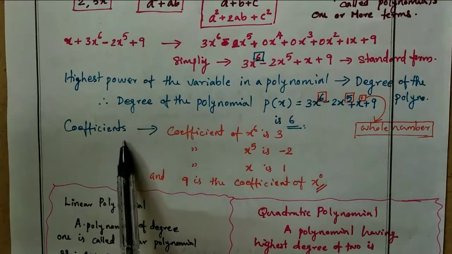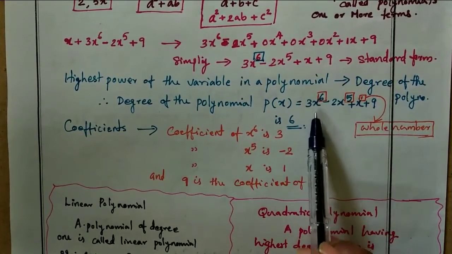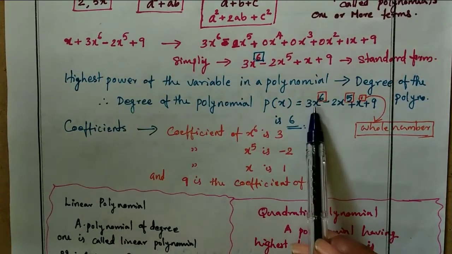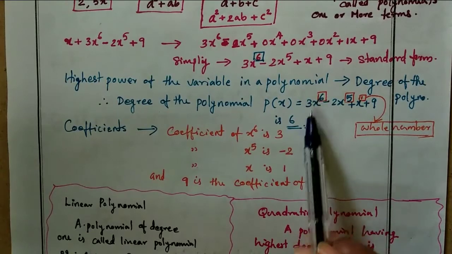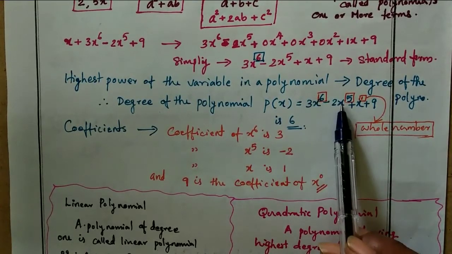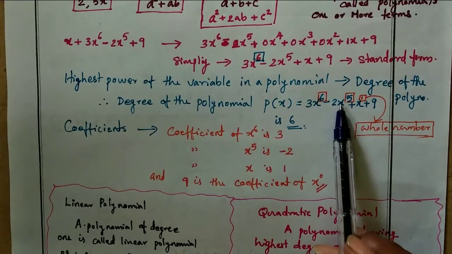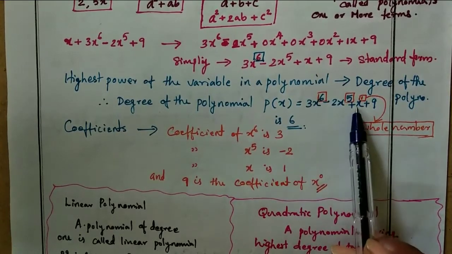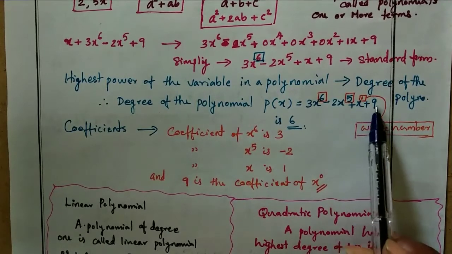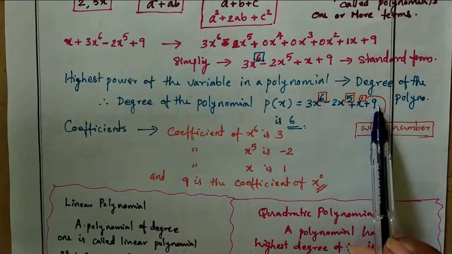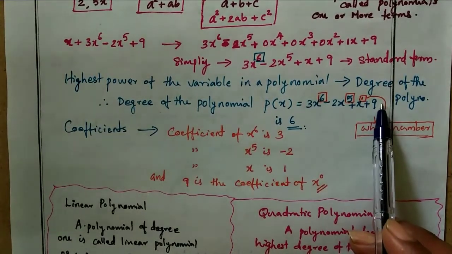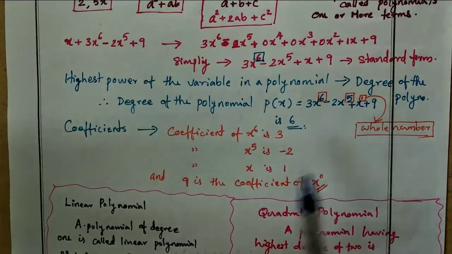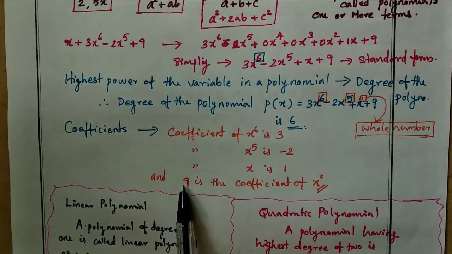Next, coefficient of the polynomial. See, take this same example. Coefficient means the numerical value, or the multiple, of that variable. See, 3 into x raised to 6. So the coefficient of x raised to 6 is 3. And here x raised to 5, and the coefficient of x raised to 5 is minus 2, and here x is 1. The last term is 9 only, there is no x term. So we have to write x raised to 0. So x raised to 0 means 1. 1 into 9 equal to 9. So the coefficient of x raised to 0 is 9.